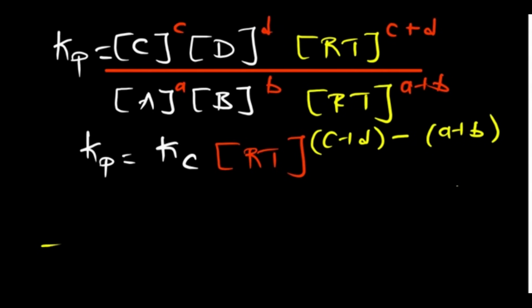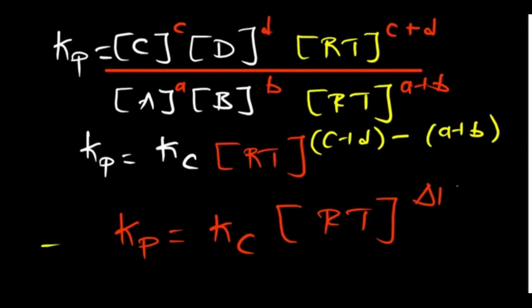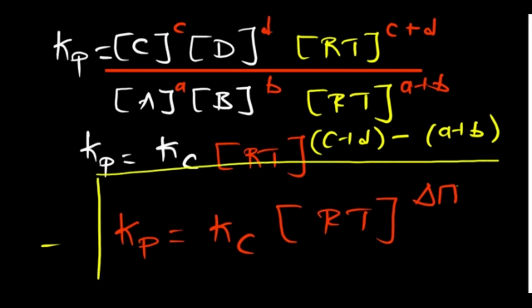So therefore, our Kp is equal to Kc (RT) raised to the power change in number of moles, which tells us that C plus D are the stoichiometric coefficients of our products, and A plus B are the stoichiometric coefficients of our reactants. So that is what the delta n represents. And this is a proof that we can have for this equation.